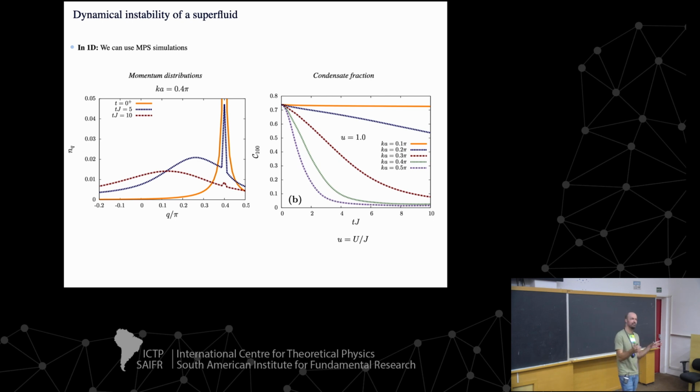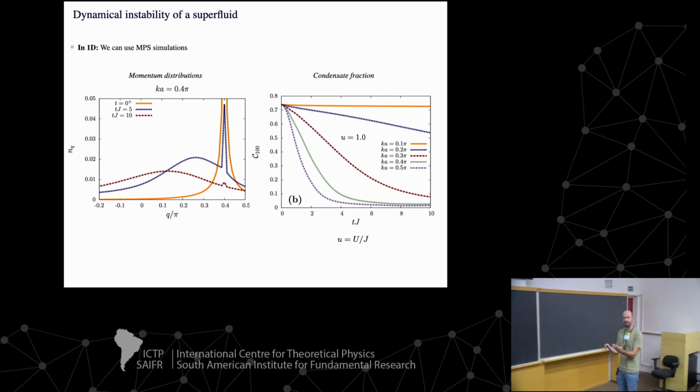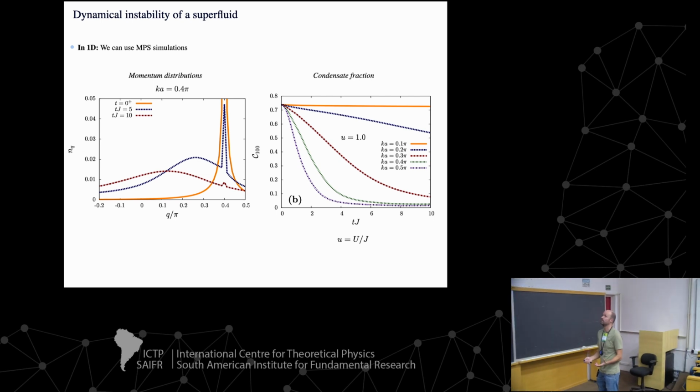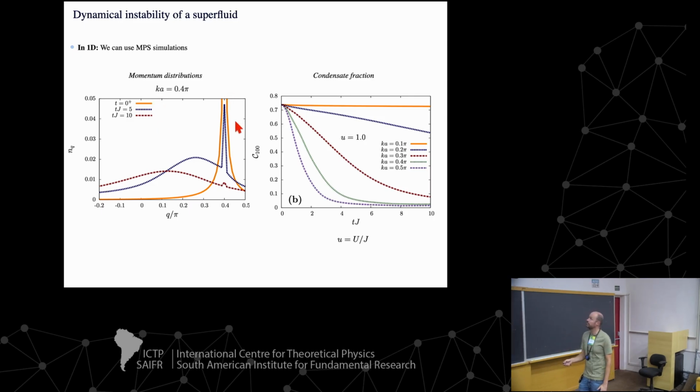So one can use these MPS algorithms now to redo this experiment really on a computer. It's really easy to do with all of the tools that I just explained to you. And then you see, for example, if you kick this superfluid state, here I plot the momentum distribution. So one starts with a sharp momentum distribution, so all of the particles being in momentum states, which are placed here. And then as a function of time, this just goes away.